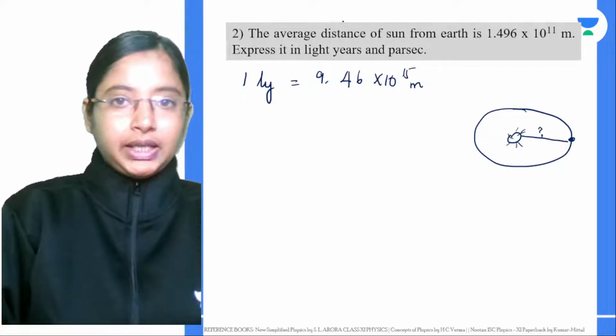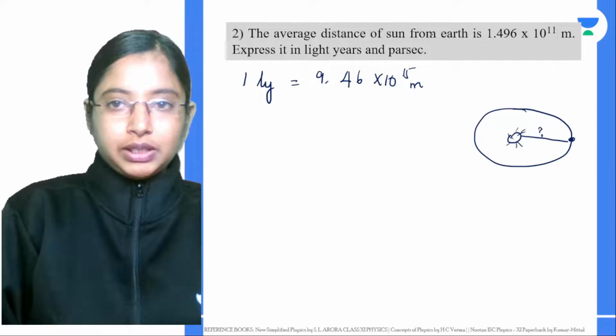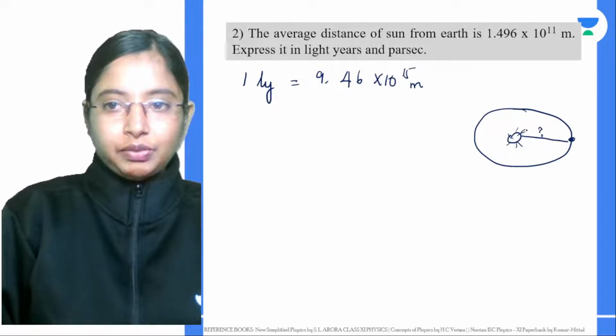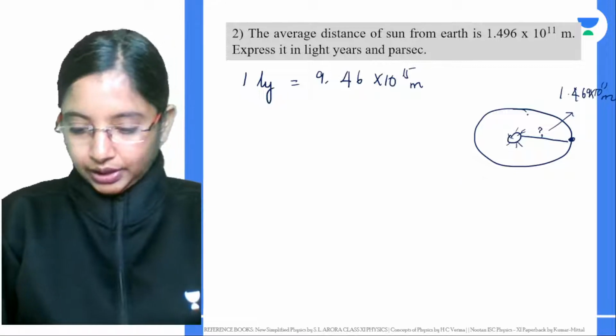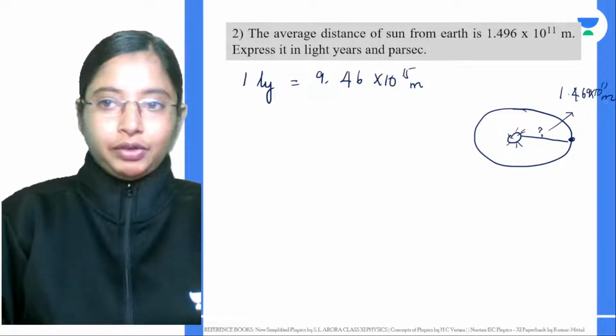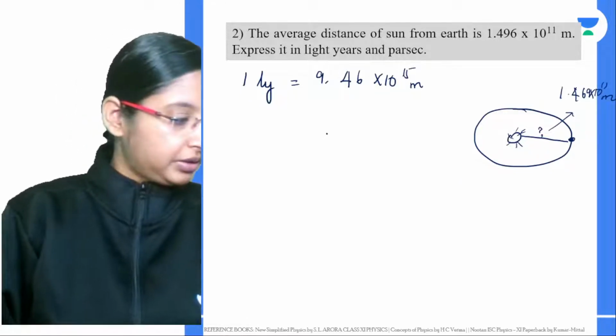Now, we want to find the average distance of earth from sun. Average distance from earth from sun, they had given it as 1.469 into 10 to the power of 11 meters. Okay, that's what they have given in the question. Now we're going to express this in light years and meters.